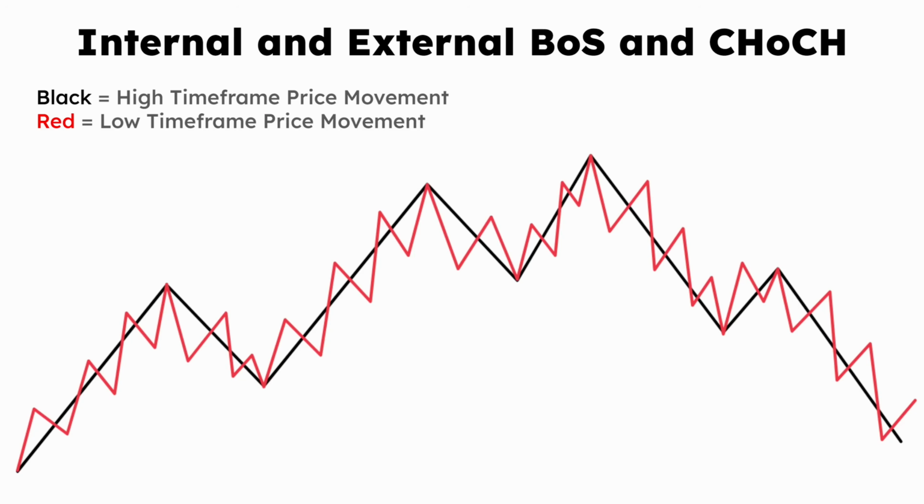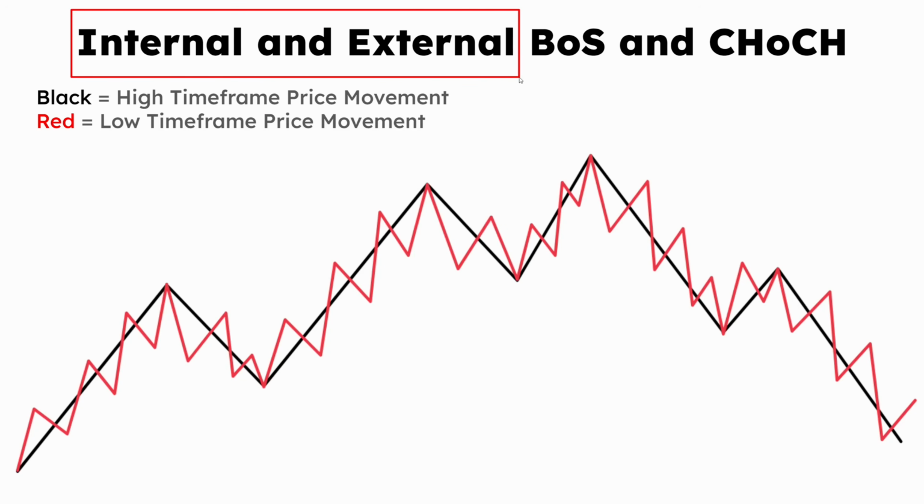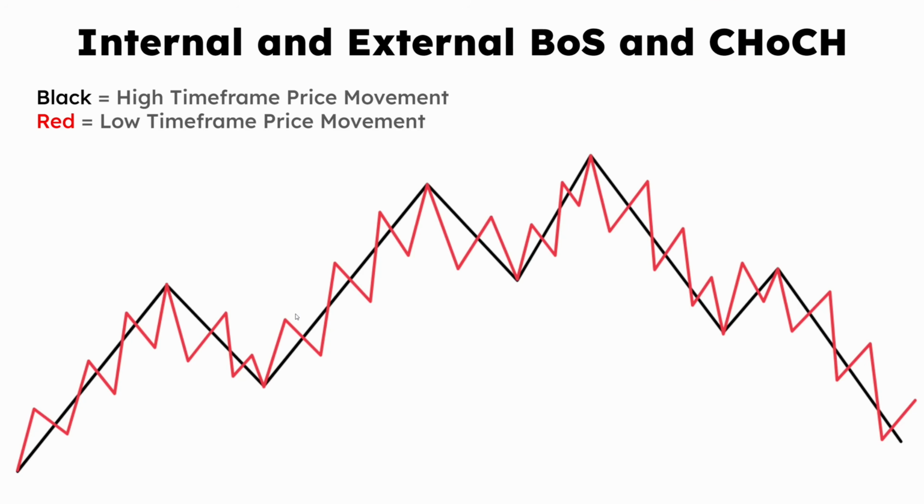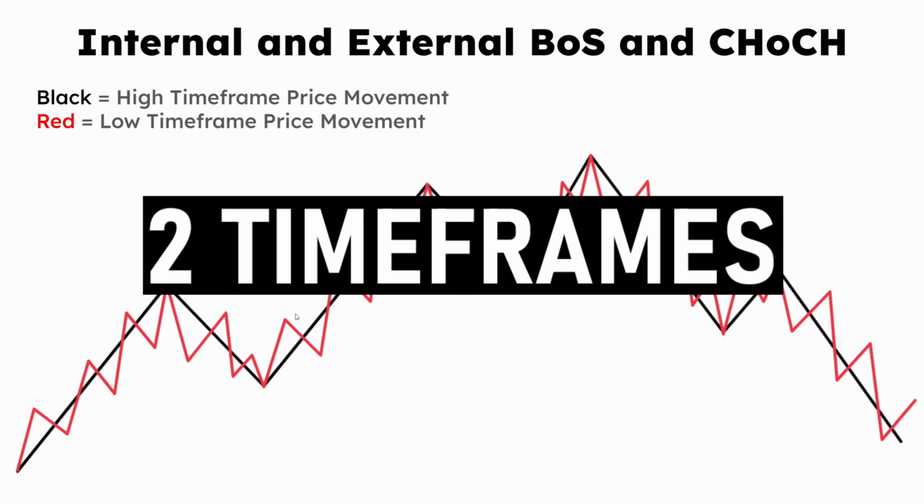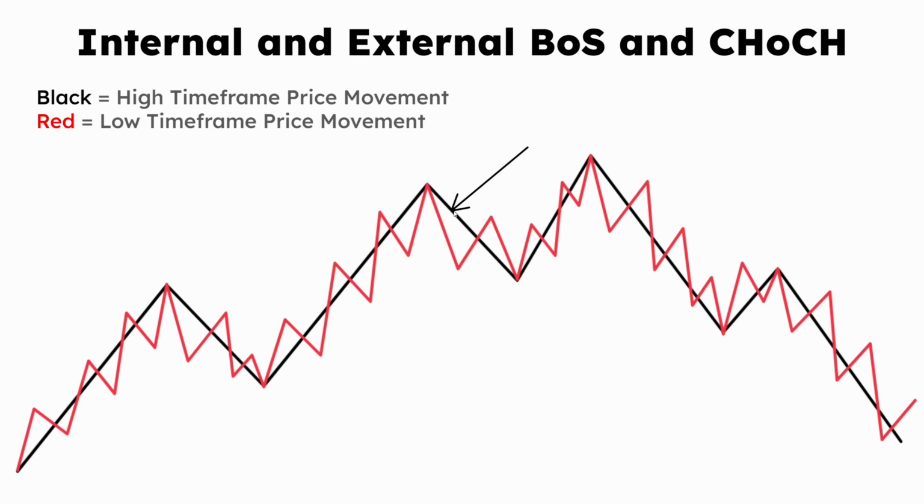So now let's dive a little bit deeper and take a look at something called internal and external break of structure and change of character. And here on the screen, we have two different time frames. The black line right here is the high time frame. So it could, for example, be a daily chart, or in other words, every candlestick represents one day, while the red line right here is the low time frame. So this might, for example, be a 1 hour chart.